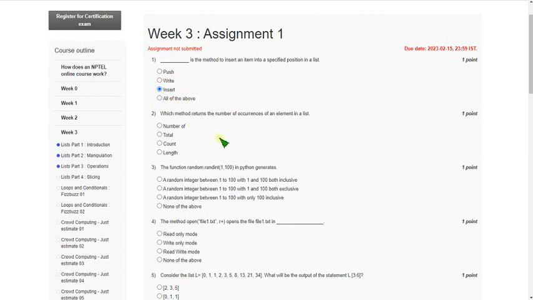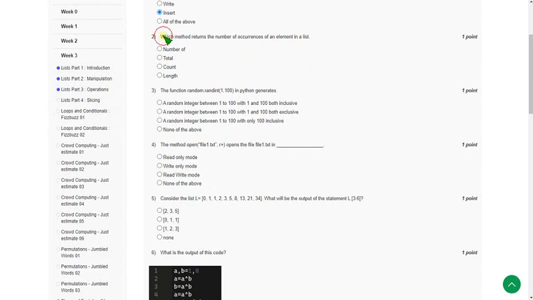And second question: which method returns the number of occurrences of an element in a list? The answer for the second question is again the third option, that is the count method.